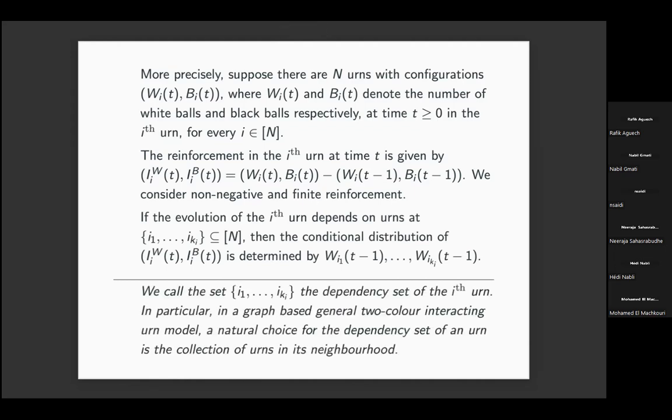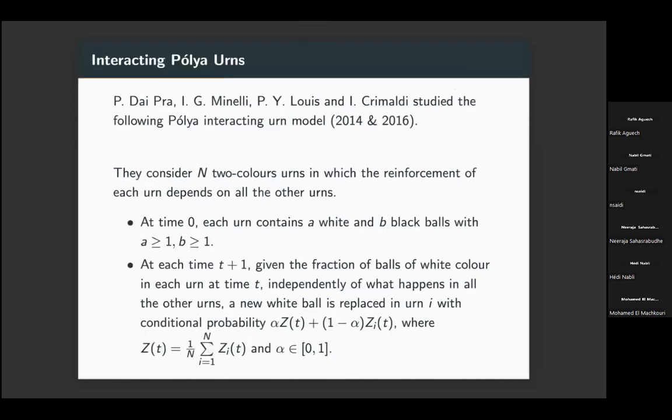If the evolution of, or the reinforcement in, the ith urn depends on some i_1, i_2, ..., i_k urns, that I would call the dependency set of this ith urn. But I'm going to look at graph-based interactions, so all this will simplify very soon. But before I get to the graph-based interactions, I want to talk about other models that people have looked at. The first model of interacting urns that I want to talk about was studied by Dai Pra, Minelli, Louis, and Grimaldi. These are two of their papers. One is about convergence, the other is about fluctuation theorems, just like I showed you two results earlier.